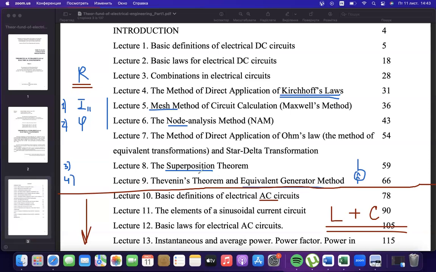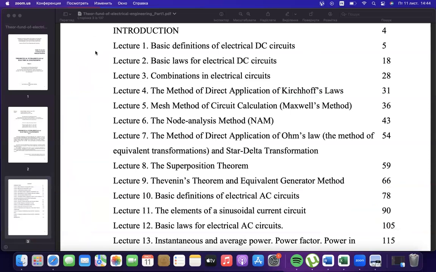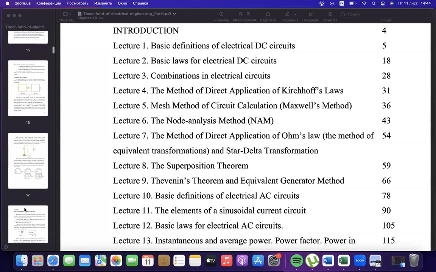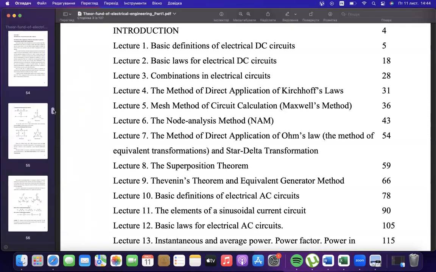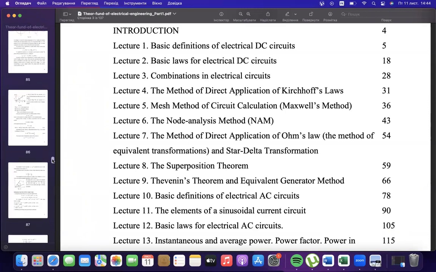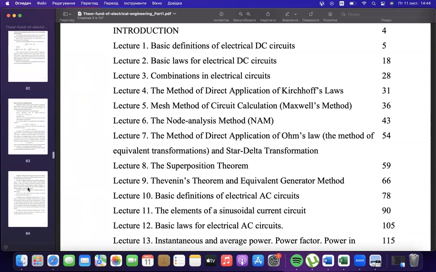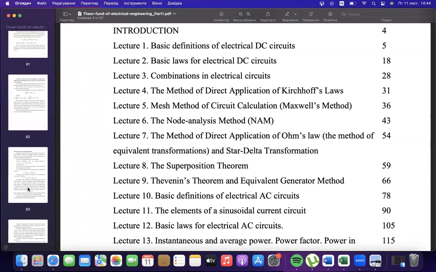Then last, a couple of words about the equivalent generator. Last time we finished discussing energy transmitting. And after that, we'll move to sinusoidal current.